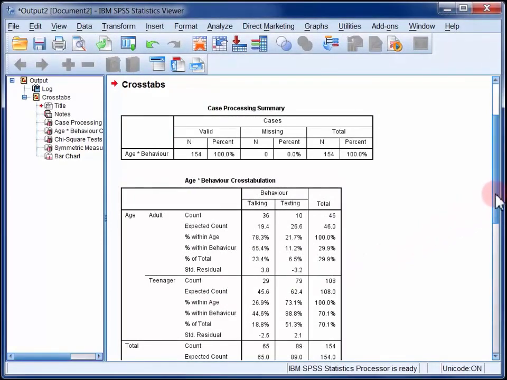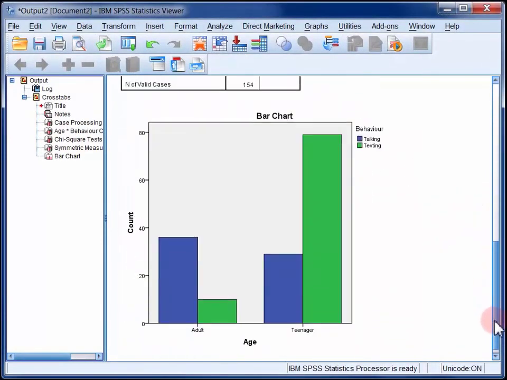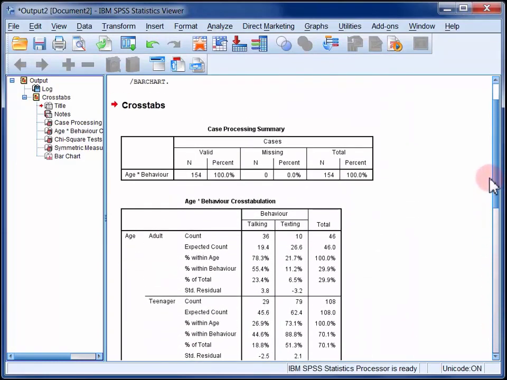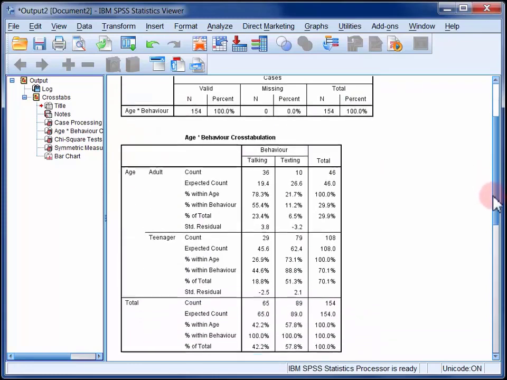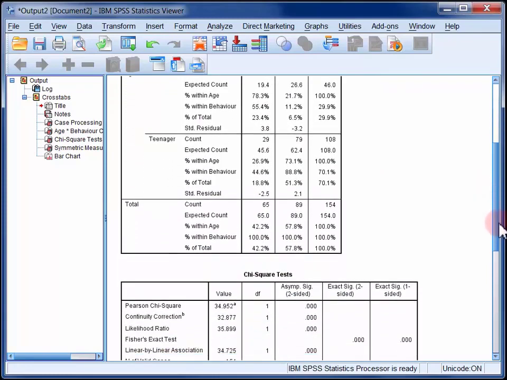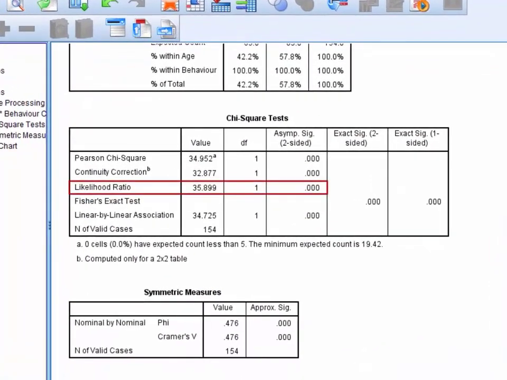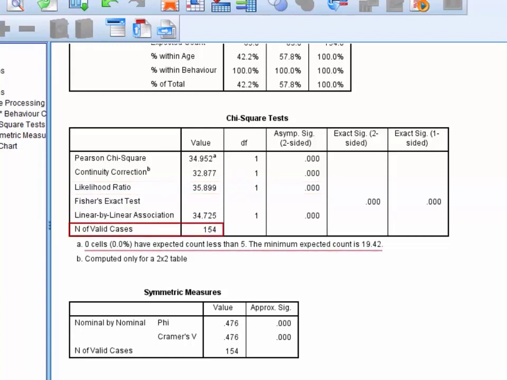When you run a chi-square test in SPSS, you get several tables of output. The first table can be ignored, and for now we'll skip over the second as well and look at the chi-square test table. If you have a very small sample and expected frequencies below 5, it's recommended that you interpret and report the likelihood ratio. Here we have 154 cases and no cells with expected frequencies below 5, and thus the Pearson chi-square test can be interpreted and reported.